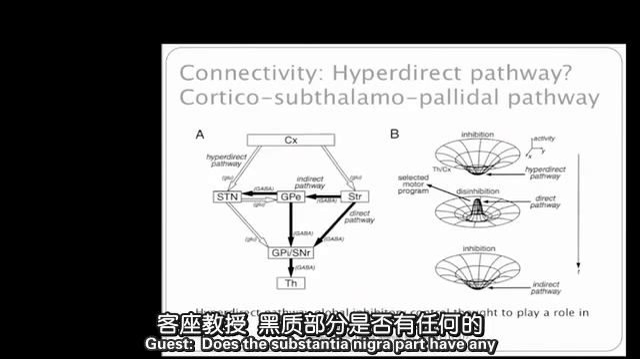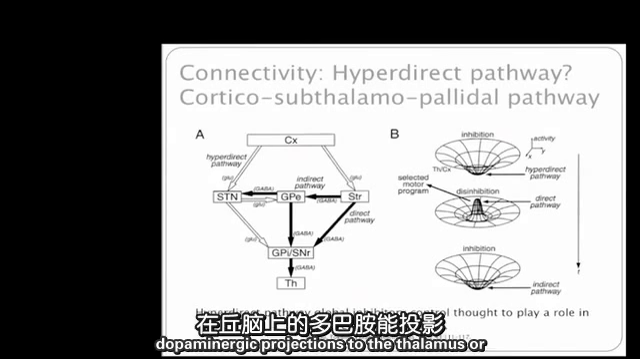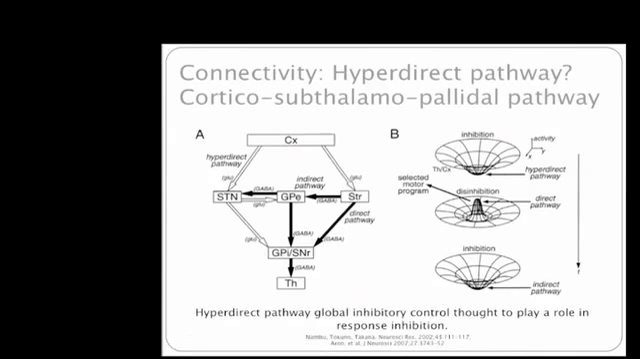Does the substantia nigra pars reticulata have any dopaminergic projections to the thalamus, or is it mostly GABAergic? Just GABA. Just GABA.